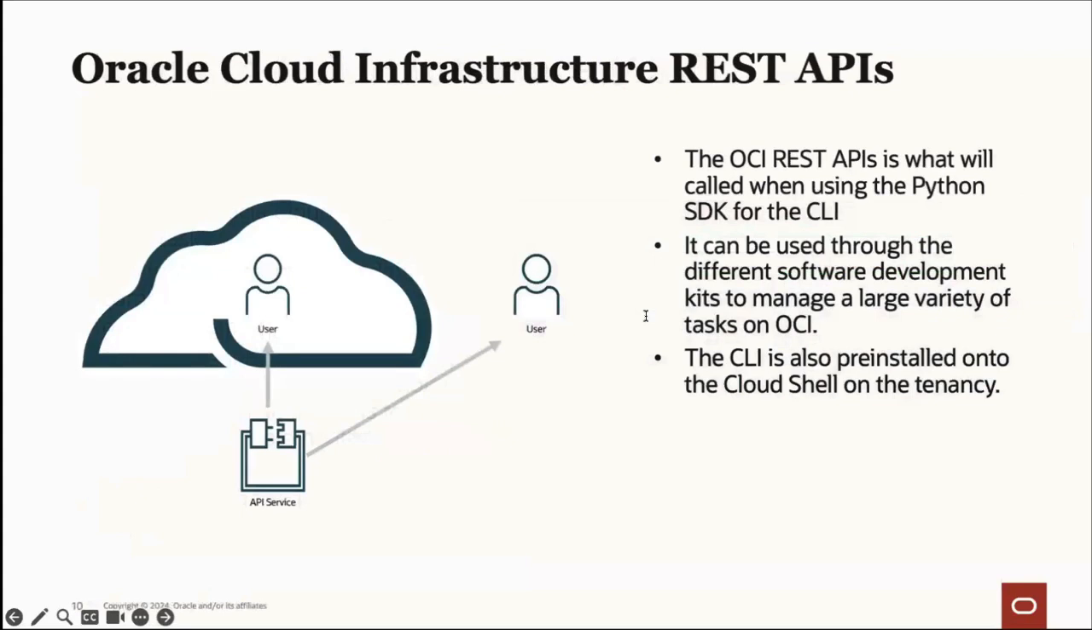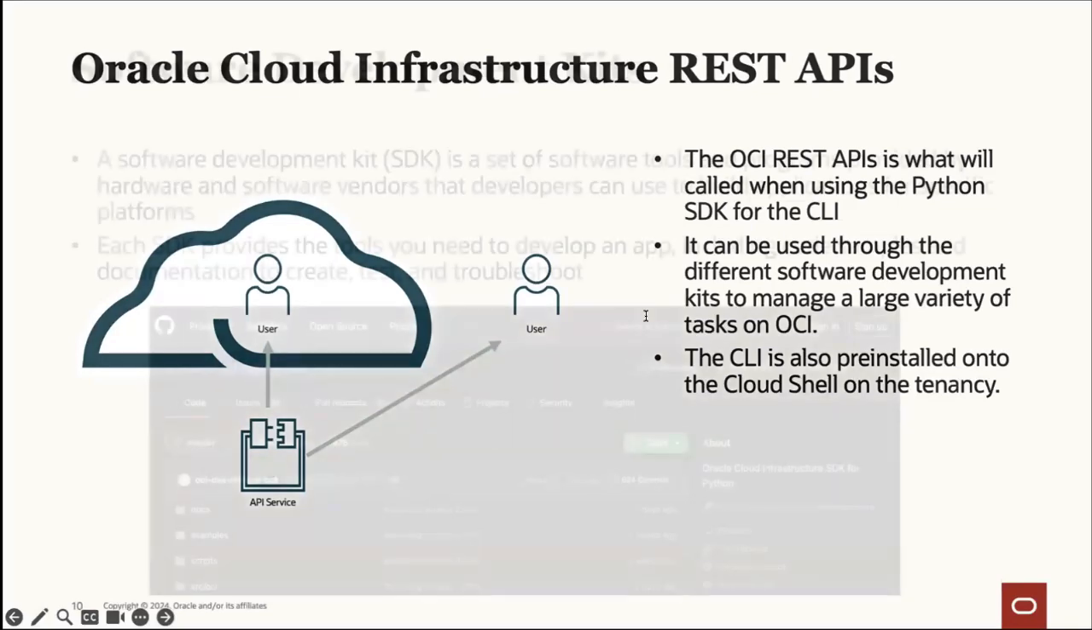Next, we have our Oracle Cloud REST API. This is what, again, is going to be called when using the Python SDK for the CLI. It can be used through a variety of different software development kits to manage a large variety of tasks on OCI. Permissions for these API calls are always going to be applied by the user, and the CLI access is going to be rule defined in your config file. So overall, many tasks using REST APIs would be completed more easily and have a better overall deployment utilizing the command line.